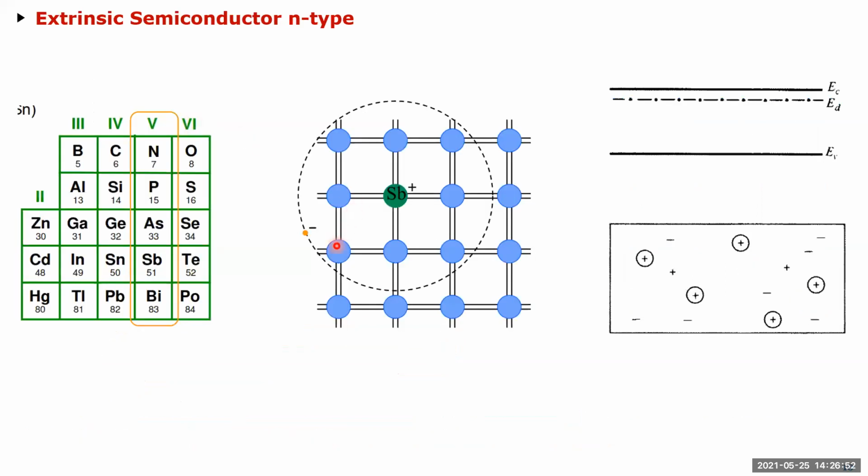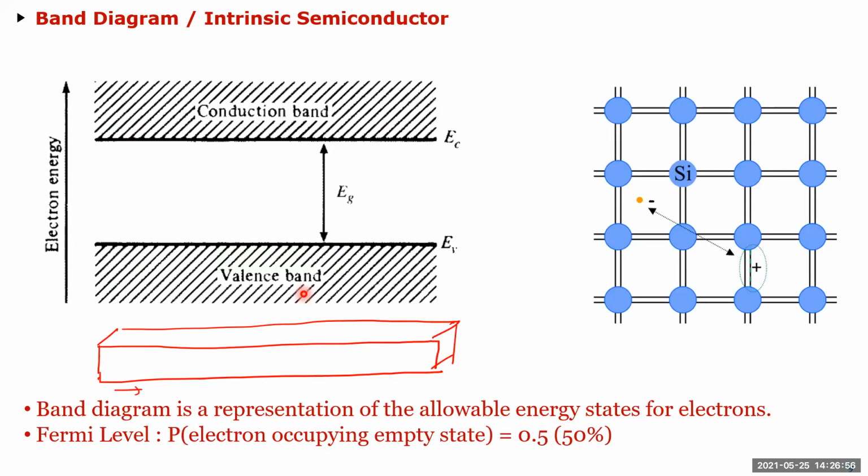Now, I haven't drawn the Fermi level here. In an intrinsic semiconductor, I think I have another slide which I'll show, but I'll just quickly show it here. The Fermi level is halfway through, because in an intrinsic semiconductor, at room temperature, some electrons will get enough energy to move to the conduction band, and every time an electron moves in, it leaves a hole behind.